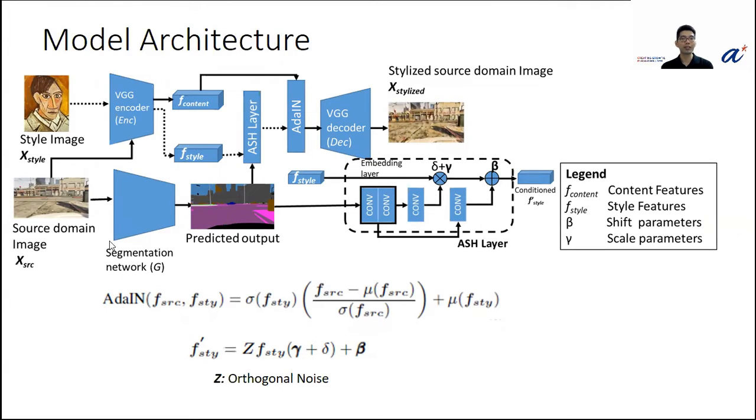Here, we take the segmentation output from the source domain image, and we use it to condition the style features extracted from the style image. We output the scaling values, gamma, and the shift parameters, beta. This sigma value in our work is set as a non-zero value. We also include orthogonal noise to increase the variation in our style features.